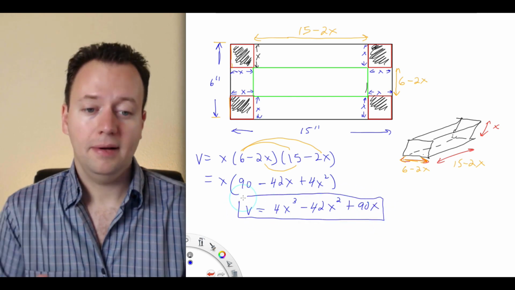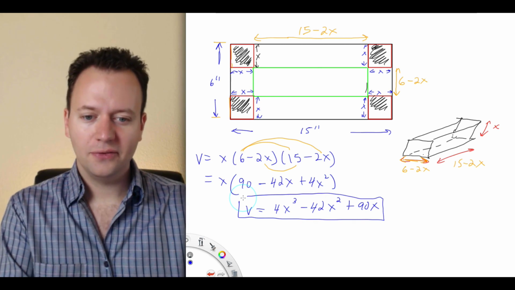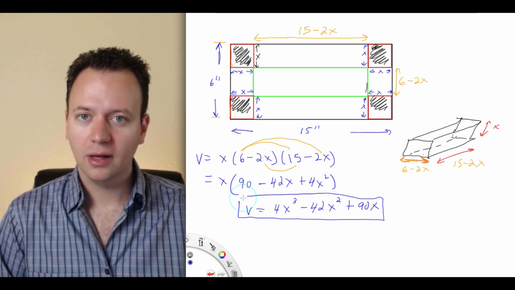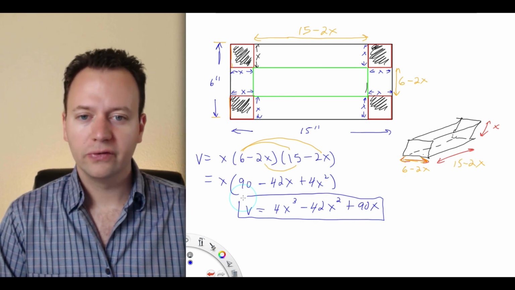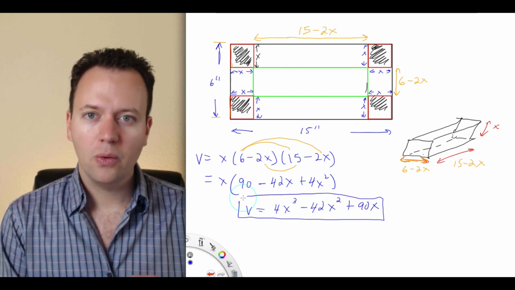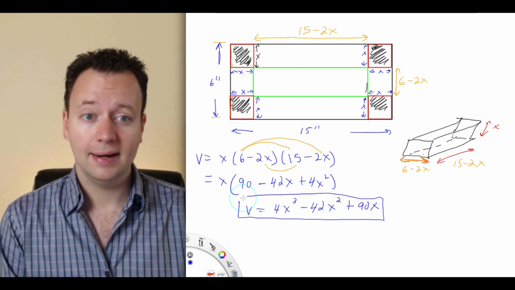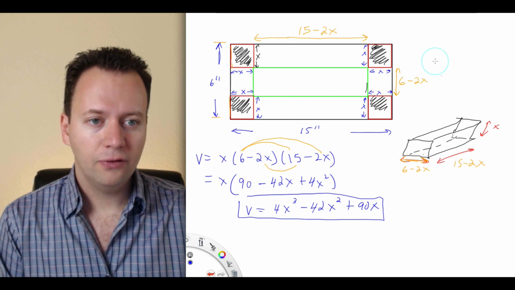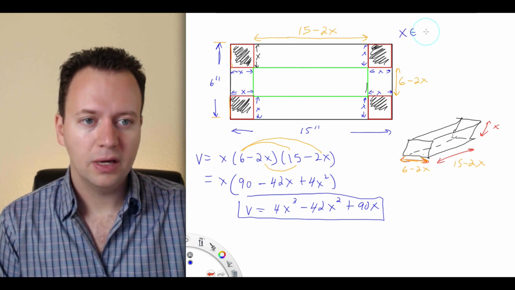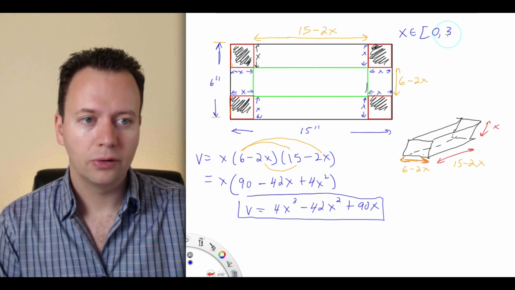So now it's very promising. Well, we can optimize this, right? This is just a polynomial. We can take the derivative, set it equal to 0. Now the other thing that we want to watch out for is the domain. So the domain for x is going to be 0 to 3.